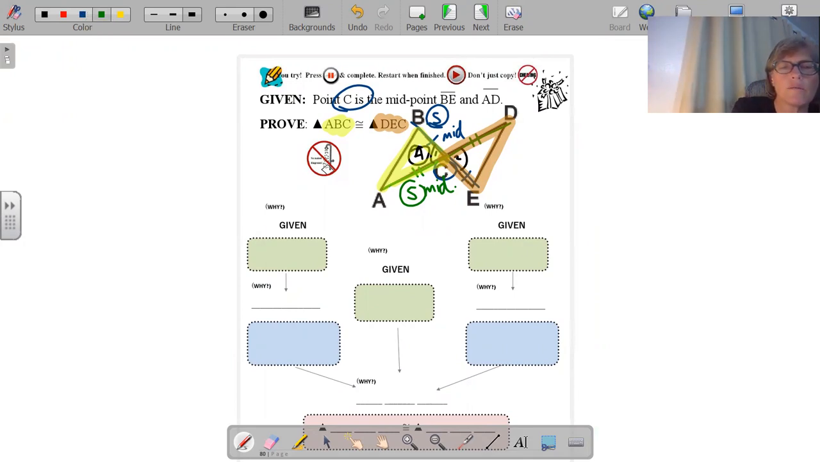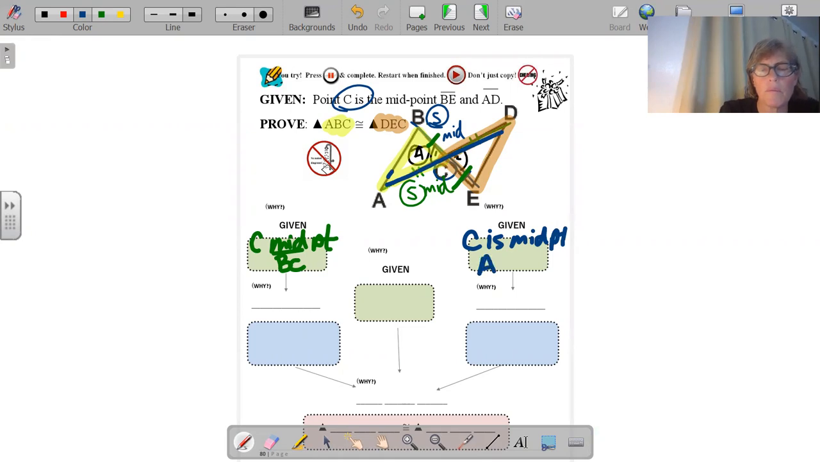So I can write the fact that C is the midpoint going this way, and the fact that C is the midpoint going this way. Those can be switched. Why? Given. I tell you they're given. What do you get from the midpoint? This one, you get BC is congruent to CE. There's a pair of sides. Why?